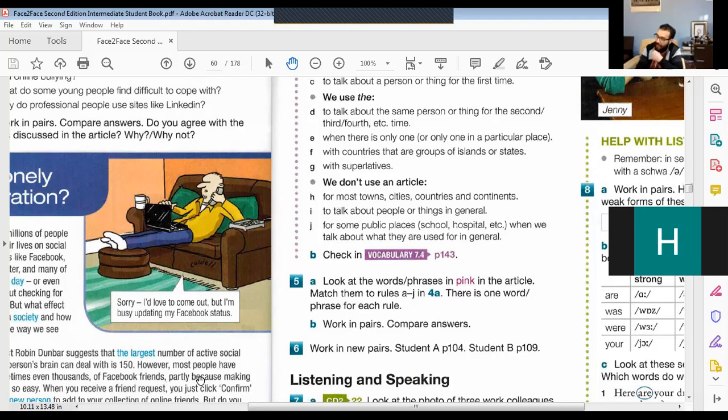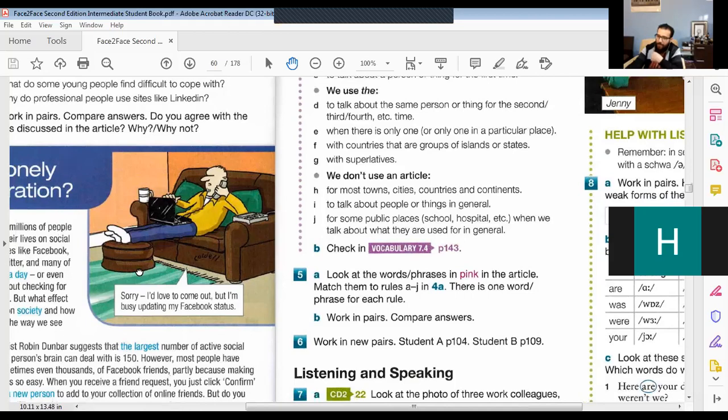The UAE. Yes. United Arab Emirates. The UAE. Correct. That's right.